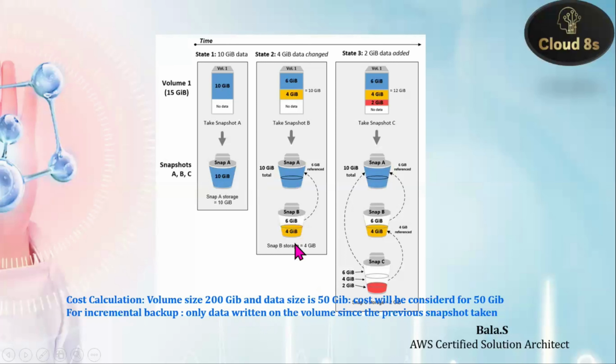The incremental backup also, when I'm taking snapshot B, the 4 GB of data cost only will be charged, not the 6 GB. Basically, it is referring to snapshot A. So this is the basic introduction about the snapshot and the life cycle. We will see more on that in the portal. You should get more idea on that.